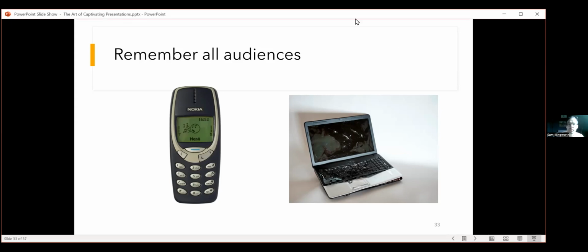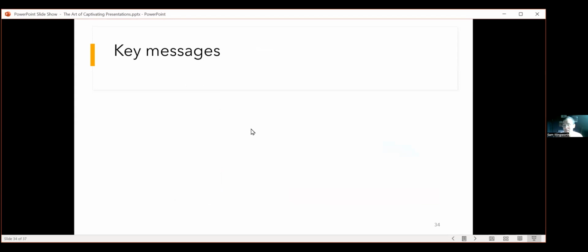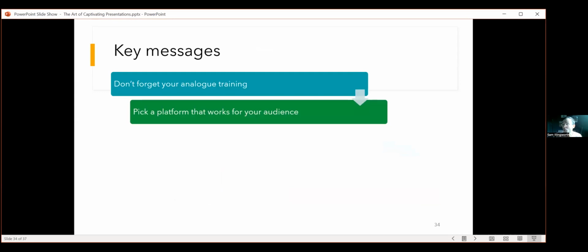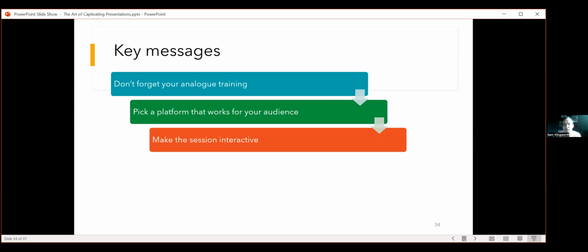So to summarize then, the key messages for digital presentations: don't forget your analog training. Think about everything we've talked about. Think about using rhetoric, think about the triangle of effective communication, think about your narrative, what you're saying, your audience, who you're saying it to, and the self, how you're saying it. Pick a platform that works for your audience. Again, ask that audience, which platform would they most like to use in this instance?